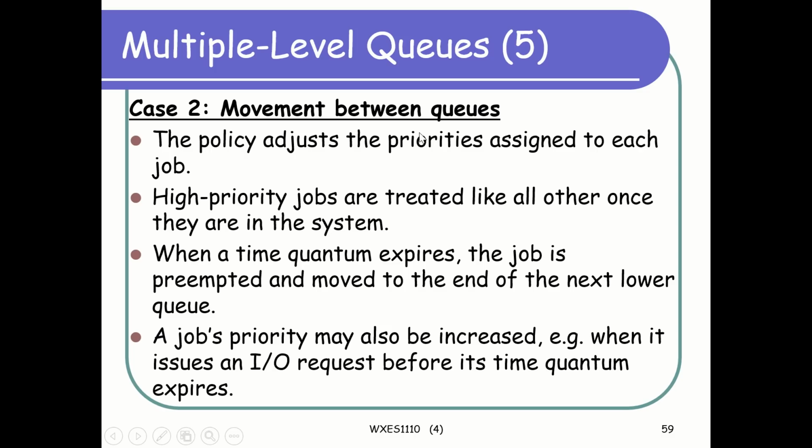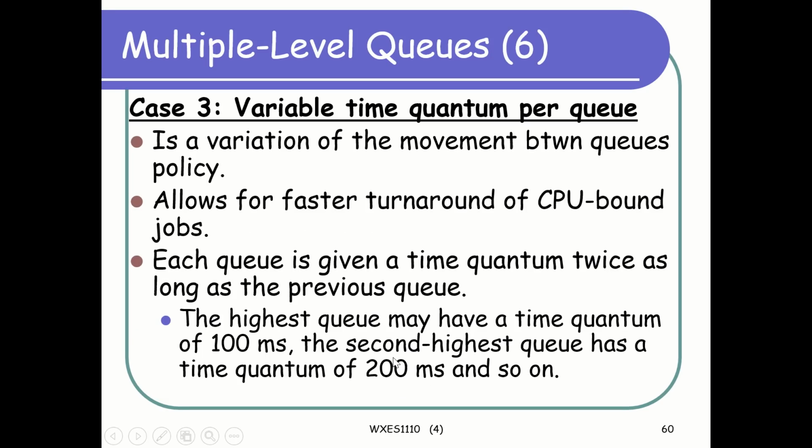For case 2, movement between queues, the policy adjusts the priorities assigned to each job. High priority jobs are treated like all other jobs in the system. When the time quantum expires, the job is preempted and moved to the end of the next lower queue. A job's priority may also be increased when it issues an input request before its time quantum expires.